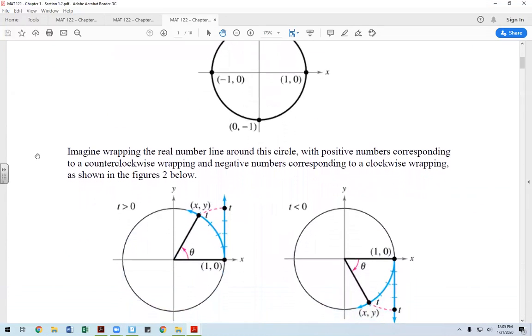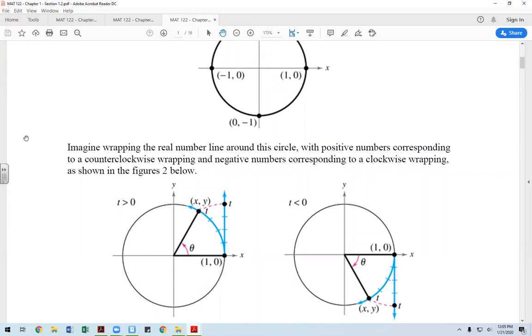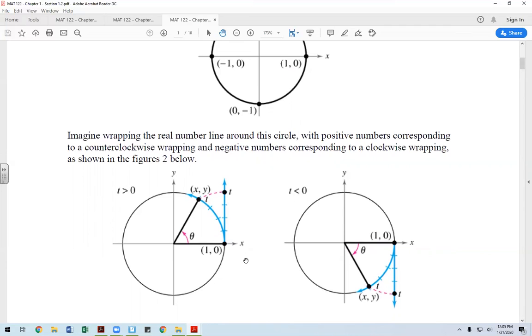Now, the idea here is we are taking our real number line and just wrapping it around our unit circle. So you would place the point 0 of the number line at this point (1, 0). We're taking the positive side and wrapping it counterclockwise. Remember, we talked about this last time, that counterclockwise angles are positive, clockwise angles are negative. So that's what we're using with this number line idea also. We're taking the negative side of our number line and wrapping it clockwise, okay?